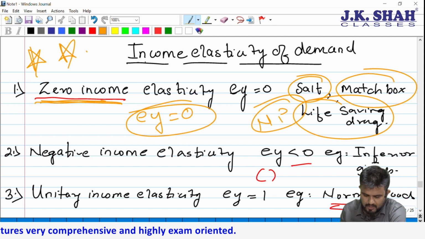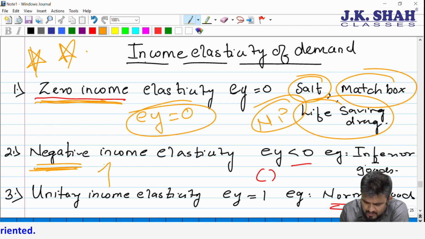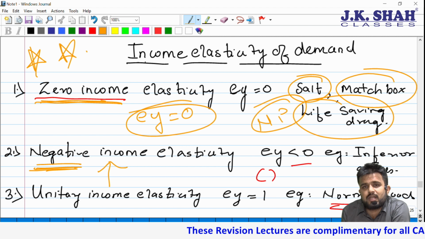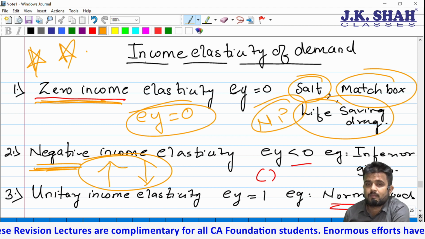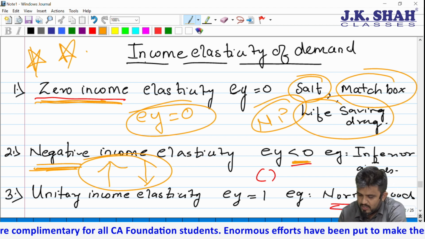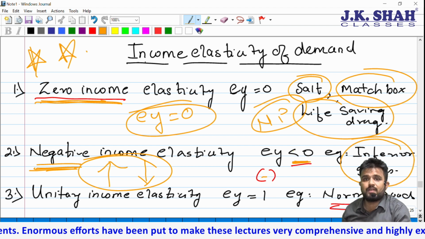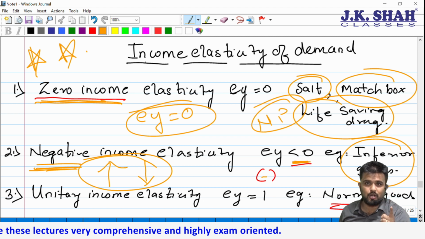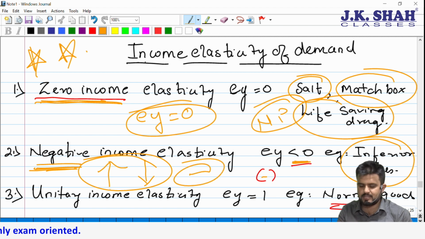Very much similar. Next is negative income elasticity. As my income increases, I will buy less of inferior goods, because I will shift towards superior goods because my income has increased. So demand for inferior goods will fall, relation becomes inverse. So EY less than 0 means negative. Applicable to which goods? Inferior goods. You can even say second hand products. They fall under inferior goods category. And for second hand products, income elasticity is less than 0. Less than 0 means minus.